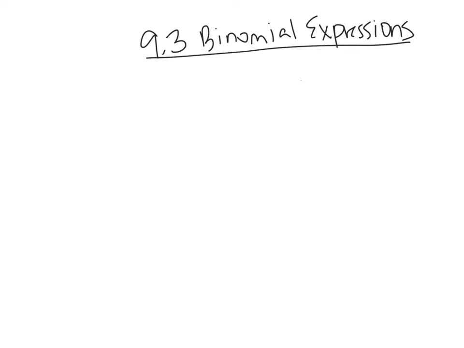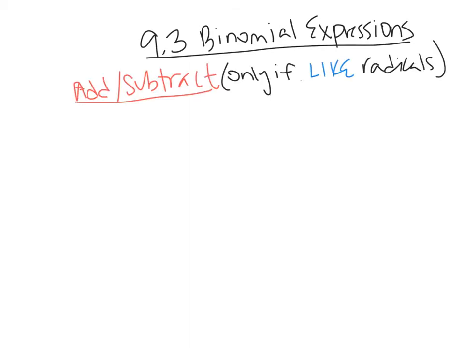Okay, today we are going to do 9-3 binomial expressions. So we're going to start at, okay, so in algebraic terms, if I have some number multiplied by a certain root, and I want to add that with some other number multiplied by the exact same root, I can do that as long as they are like radicals.